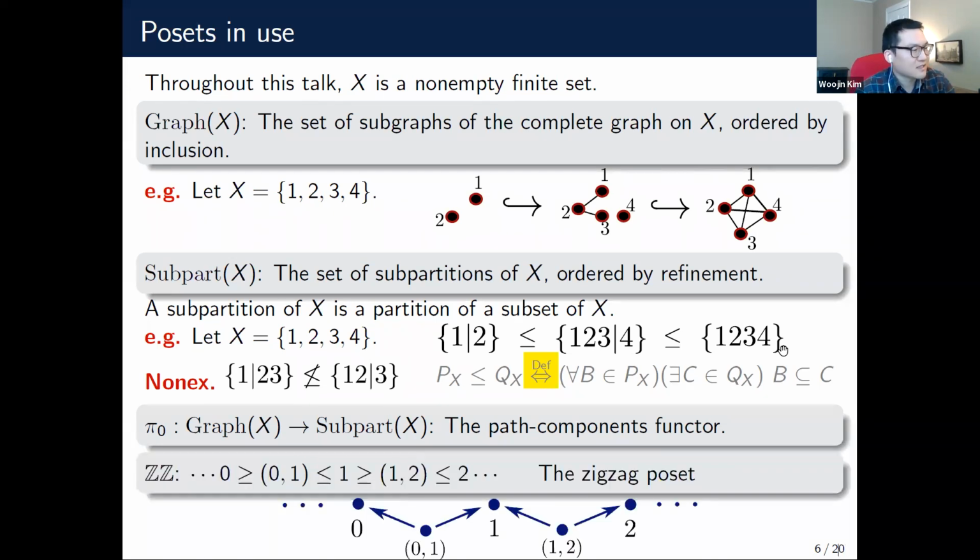And lastly, I'm going to use this zigzag poset as a discretization of the real line. That's the collection of all integers, and between consecutive integers, we are going to insert an open interval, and we have an arrow from this interval to the endpoint of the interval. We will view this as a certain discretization of the real line.